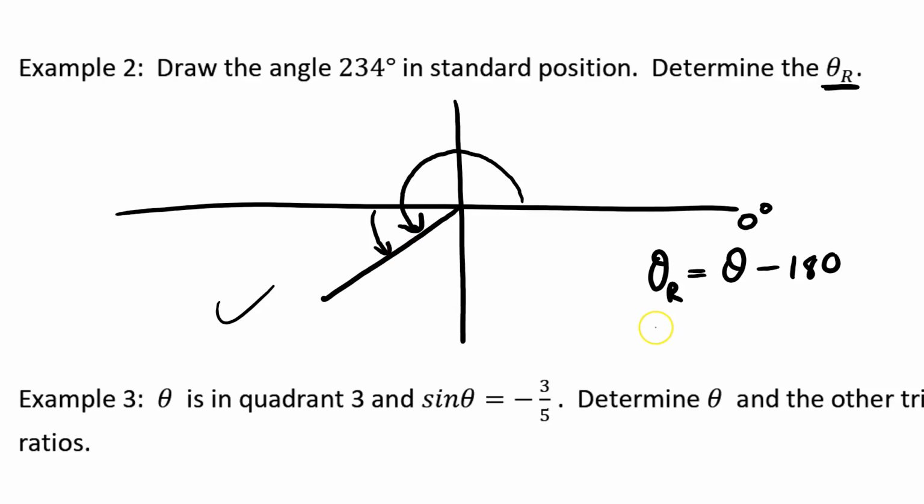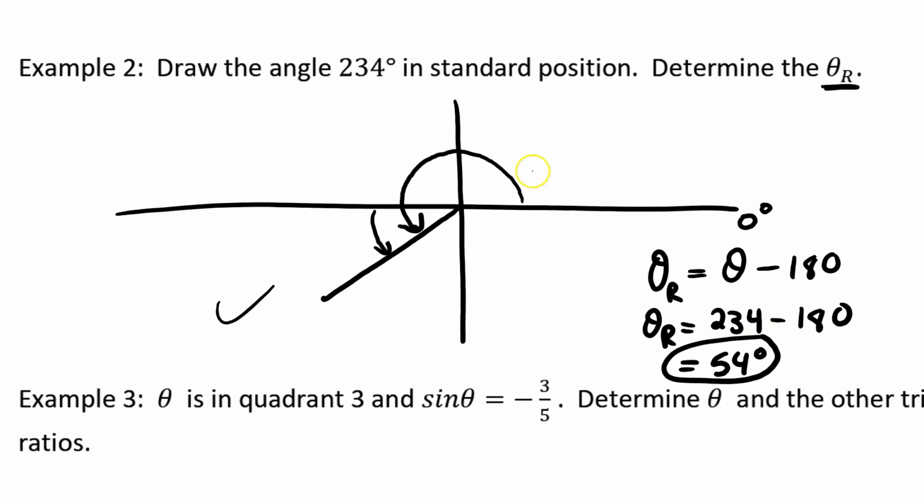So the reference angle is going to be 234 minus 180, and that is going to be 54 degrees. Now we're going to do a little check. Remember that the reference angles always have to live in the first quadrant between 0 and 90. Does this live between 0 and 90? It absolutely does. So we know that we're at least on the right track. We did that correctly.